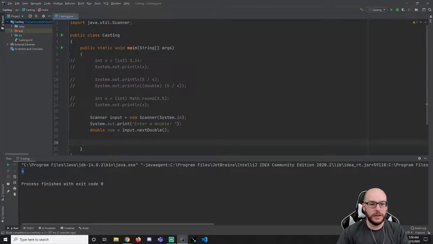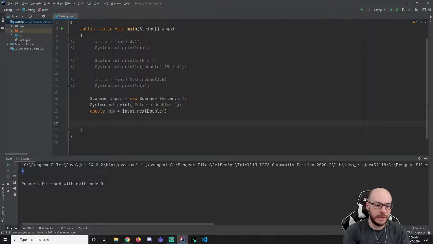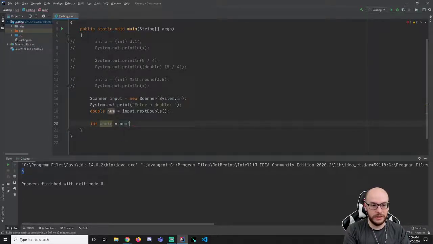Now, what I'm really going to show off here is the casting technique, where we can get the integer portion. Hold on, I'll just say whole. We're going to take our double. Normally I can't do this, right? I'm trying to save a double into an integer, but I can cast it, which is going to force truncation. So this is going to give me the whole number portion.